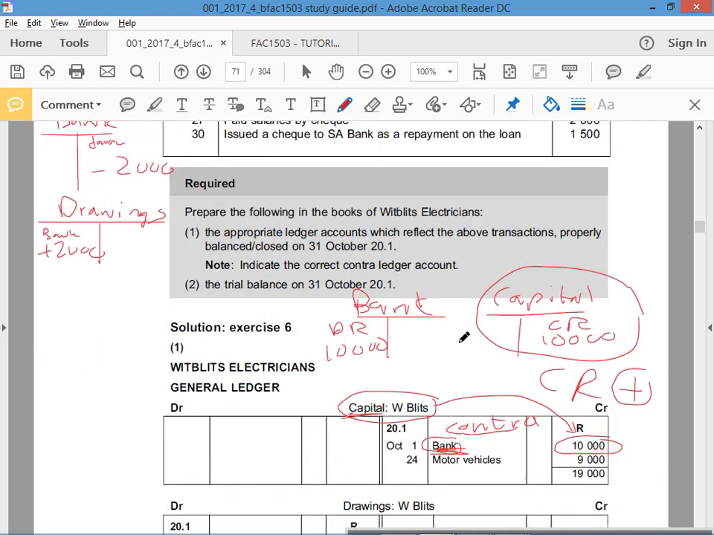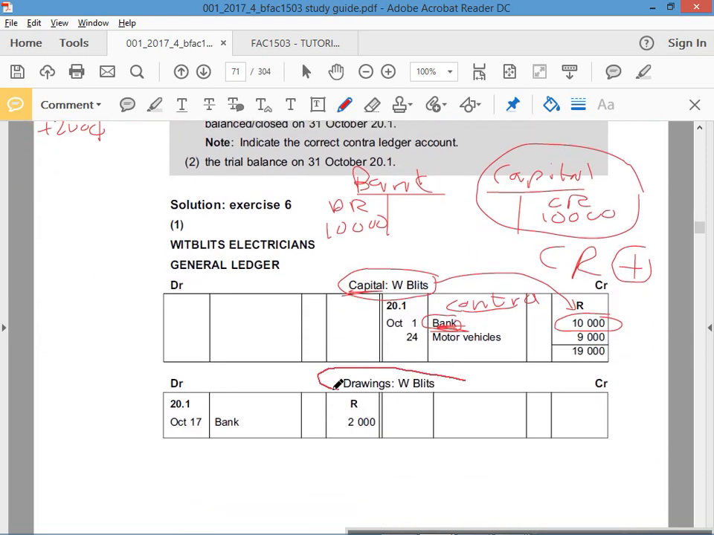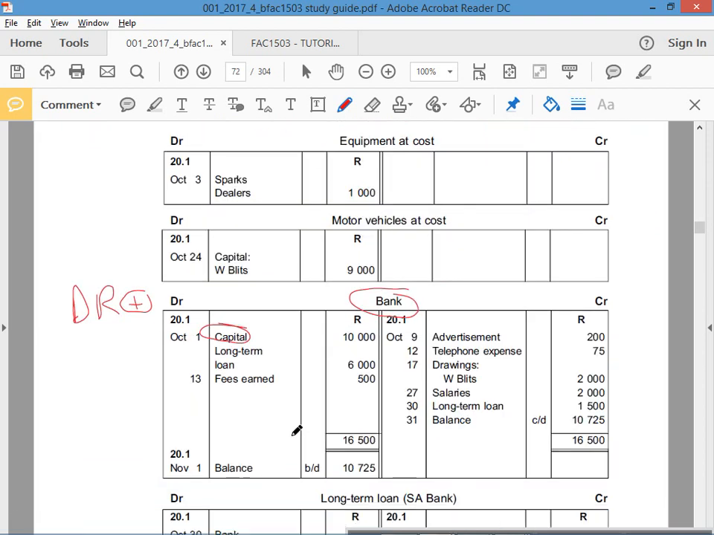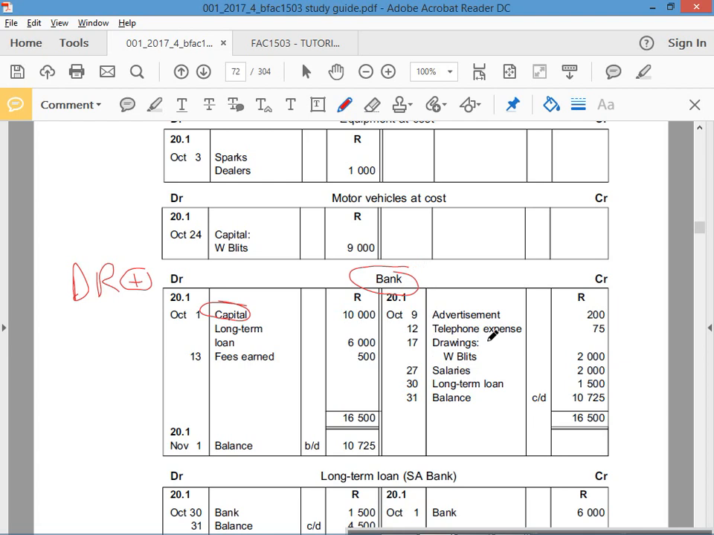Now have a look at the answer. There's the drawings, debit the drawings, just reference it as bank. And then where's the bank? There's the bank, there's the drawings. That's all. Credit the bank.